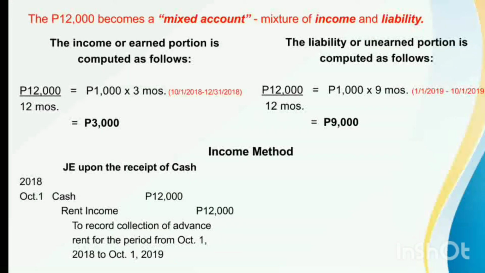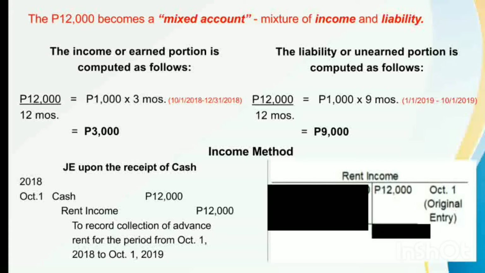And let us now prepare adjusting entries in order to arrive at the correct balances of the income and liability accounts. And we'll start preparing the adjusting entry under the income method. In the journal entry on October 1, 2018, under the income method, we have the credit entry, rent income, 12,000 pesos. And then we're going to post it in the rent income account. So we have here the 12,000 pesos on October 1. If there is no adjusting entry to be prepared, the rent income balance until the end of the accounting period will remain at 12,000 pesos, which is not correct.